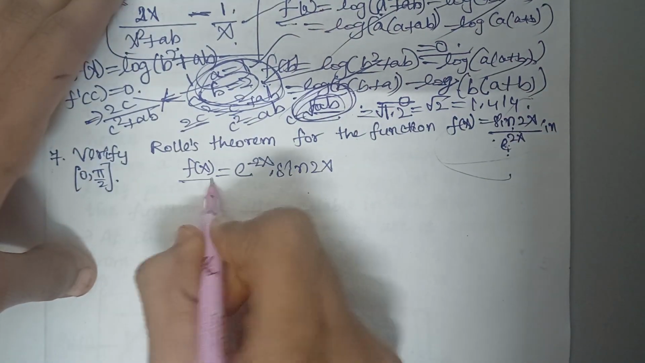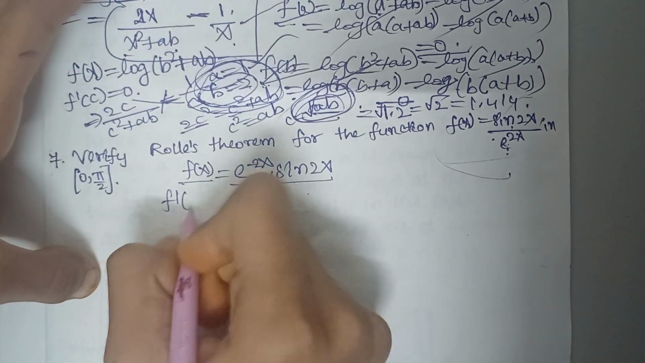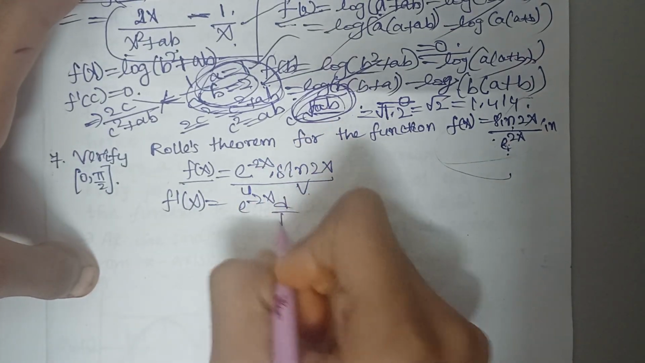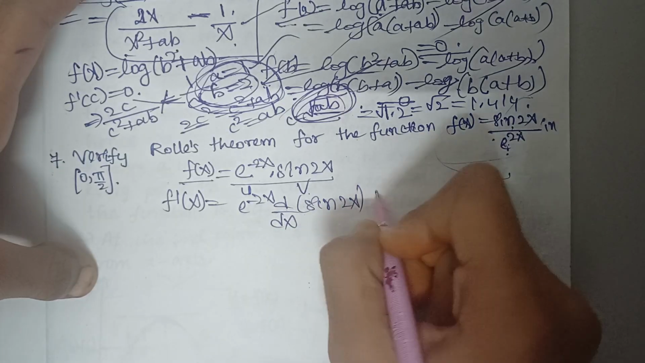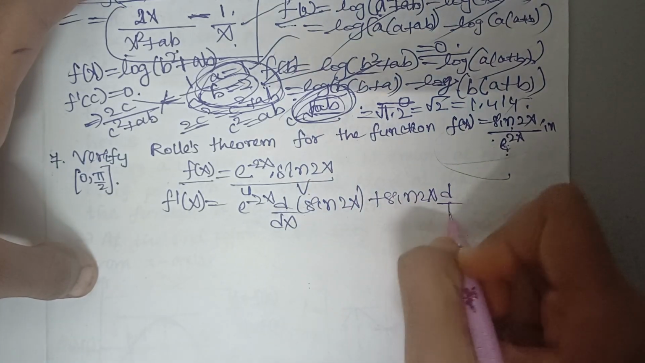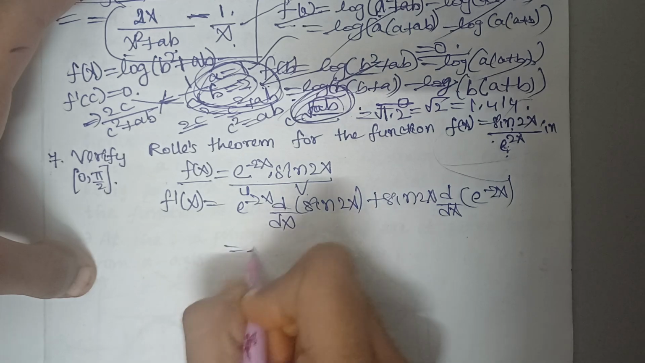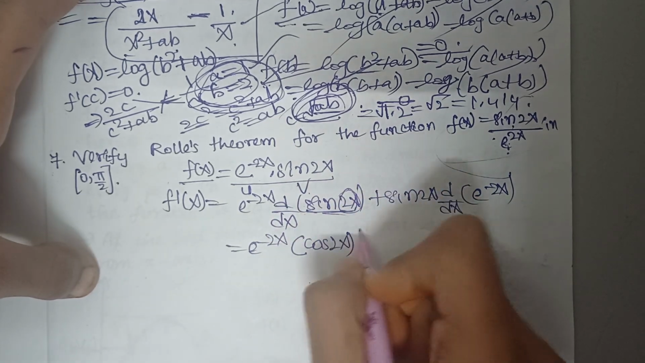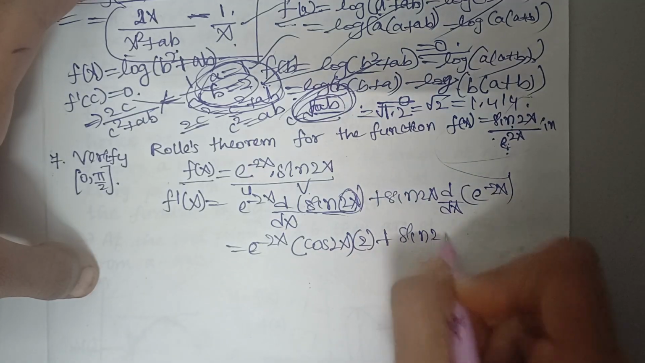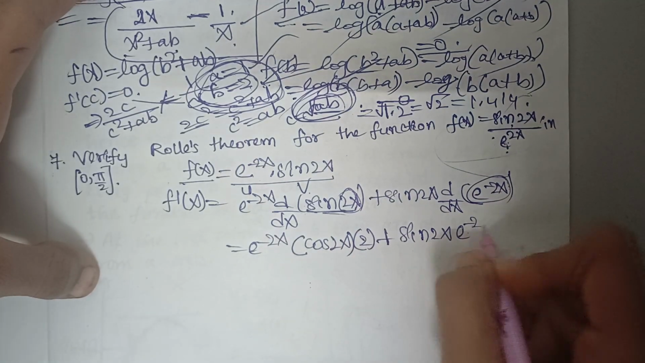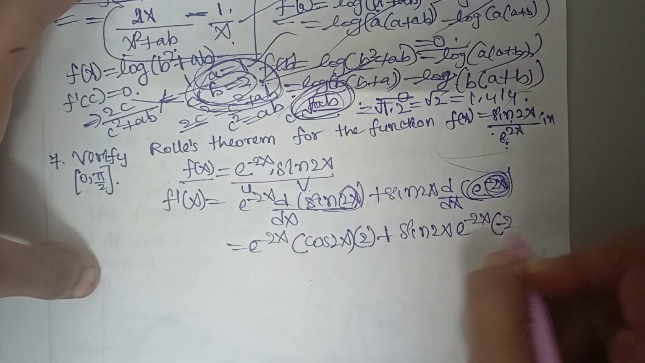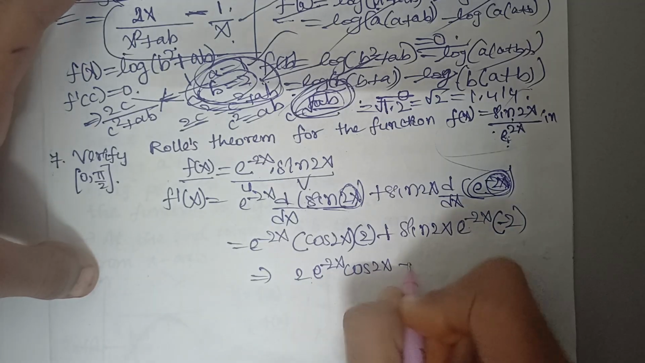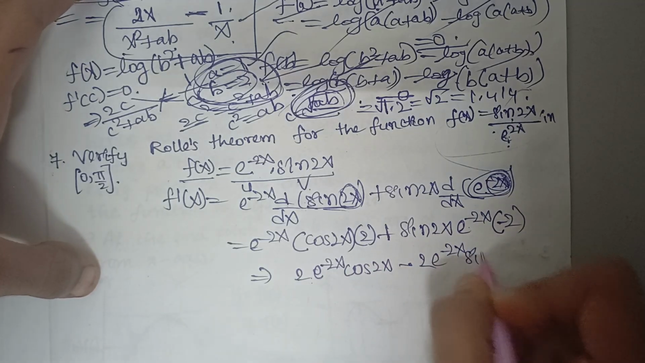Since we are given that f of x is equal to this, now your f dash of x is equal to, let us suppose this to be u and this to be v, u into d by dx of v plus v into d by dx of u, which is nothing but e power minus 2x into d by dx of sine 2x, which is nothing but cos 2x, into inner derivative of this 2x, which is nothing but 2, plus sine 2x into d by dx of e power minus 2x, which is nothing but e power minus 2x, and inner differentiation of this minus 2x is minus 2, which is nothing but 2 times of e power minus 2x into cos 2x minus 2 times of e power minus 2x into sine 2x.